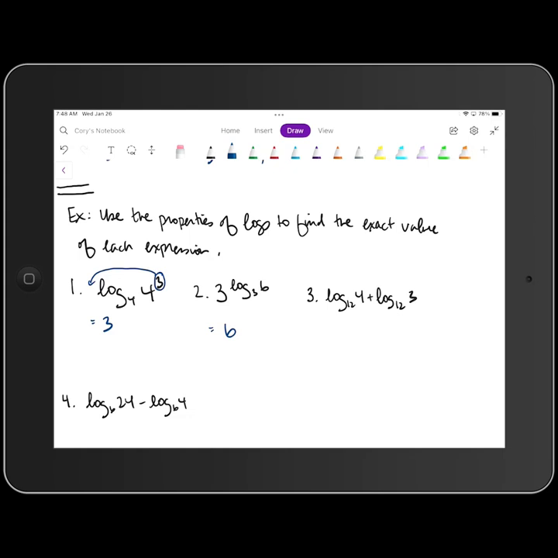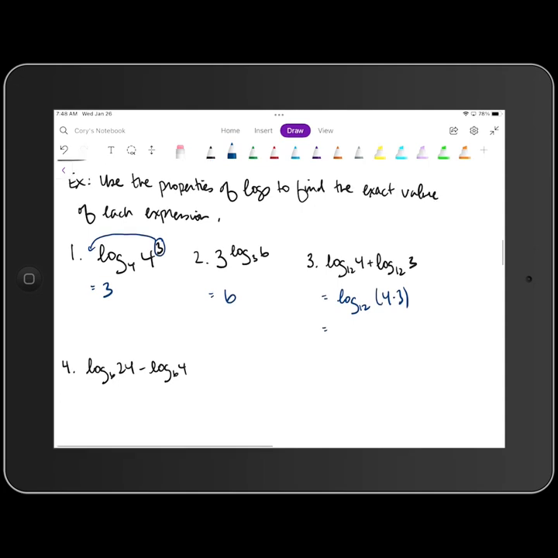For number 3, because we are adding 2 logs that share the same base, we can combine that into a single log by multiplying the arguments. So that would become the log base 12 of 4 times 3, which is equal to the log base 12 of 12. And the log base 12 of 12 has a numeric value of 1.